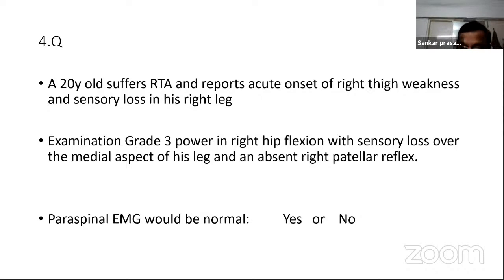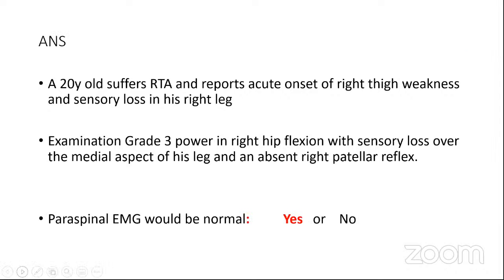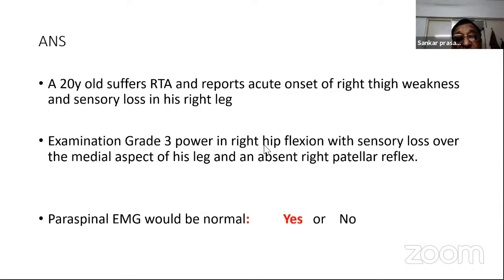Hip flexion weakness? Some answers have come. Right? Yeah, normal. Okay. Very good. So, examination: grade 3 hip flexion is by femoral nerve. Sensory loss over the medial aspect of his leg is saphenous nerve. Absent right patellar reflex is L2, L3, L4.